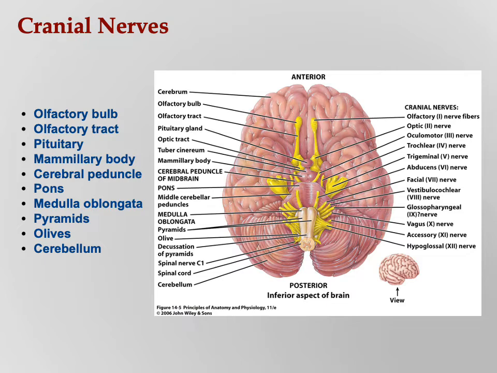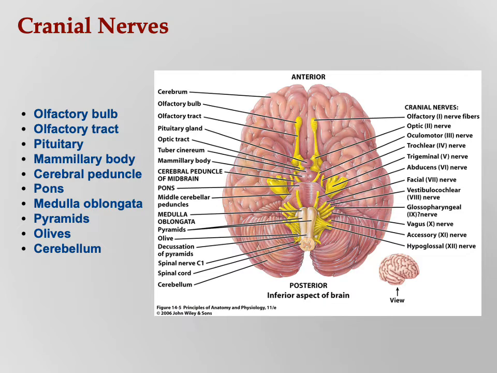Pituitary is the master gland of the endocrine system. It's controlled by the hypothalamus. Mammillary bodies, again, we see part of the limbic system. Cerebral peduncle, you can see those kind of hanging down. The pons, you see bulging out. The pyramids. So notice in the brainstem there, where the medulla oblongata is, there are raised up bumps.